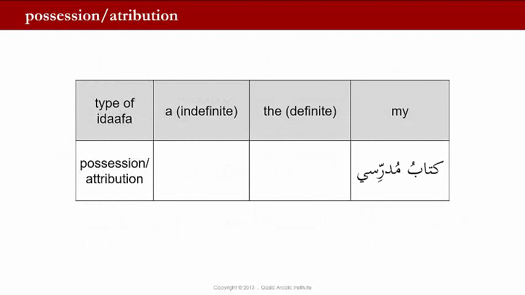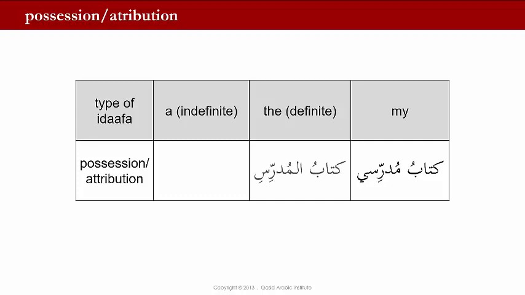Now let's look at each of these types of إضافة and show how we can have either an indefinite or a definite إضافة and how a pronoun might attach. Now, some of these are going to be straightforward and others are going to be slightly different than how we might expect. Here we have, for possession or attribution, if we wanted to say the book of my teacher, we'd say kitabu mudarrisi. Here we attach the ya to the end of mudarris, my teacher, the book of my teacher.